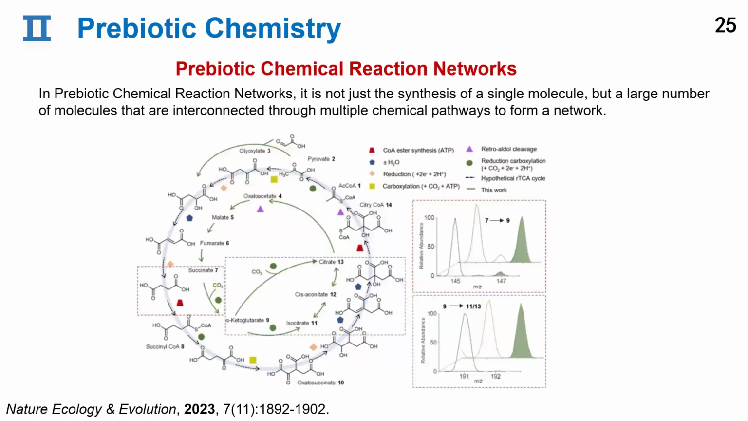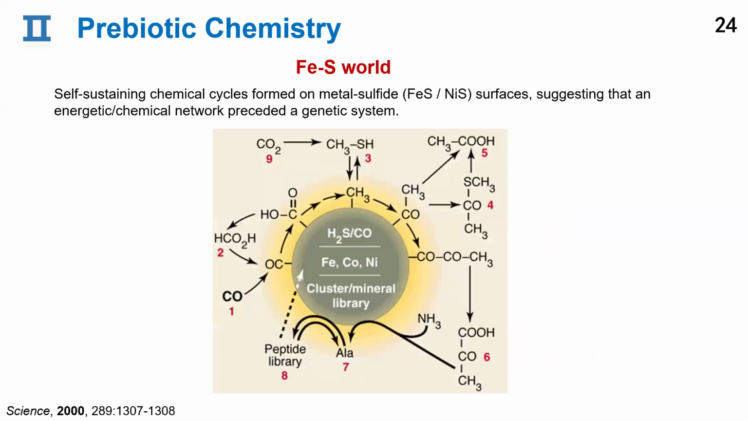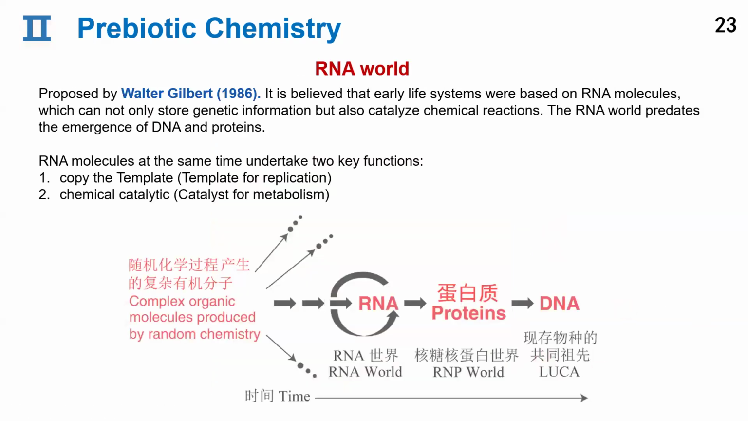One leading hypothesis that addresses this transition is the RNA world, which was first proposed by Walter Gilbert in 1986. It suggests that before DNA and protein appeared, early life forms were based primarily on RNA. RNA is unique because it can perform two critical roles.